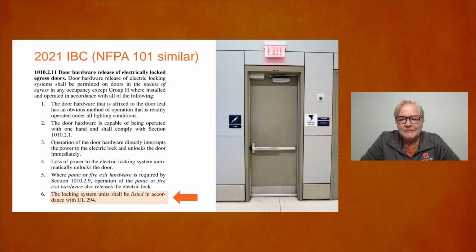So this type of system typically involves an electromagnetic lock that's released by a switch in the panic hardware, the lock set, or the sensor bar that's mounted on the door. And you'll see here item 6 requires the locking system units to be listed to UL 294. So next question. What is a locking system unit? Is it the lock? Is it the power supply, the reader, the hinge, the electric hinge, the power transfer? I don't know. So I didn't put it in there.